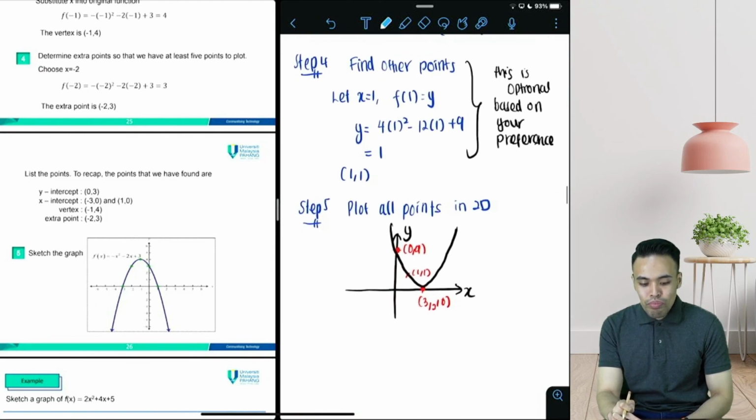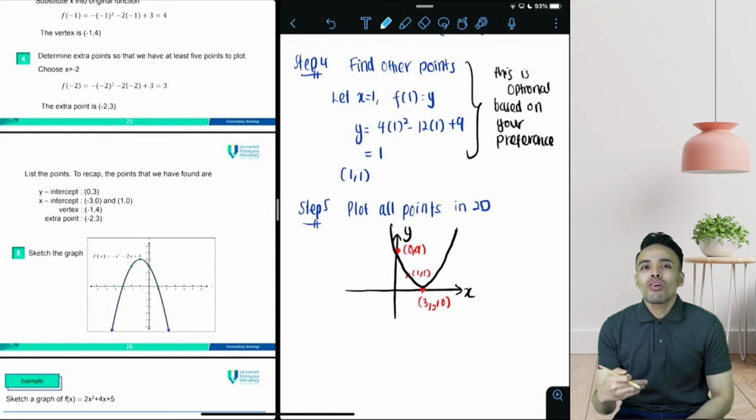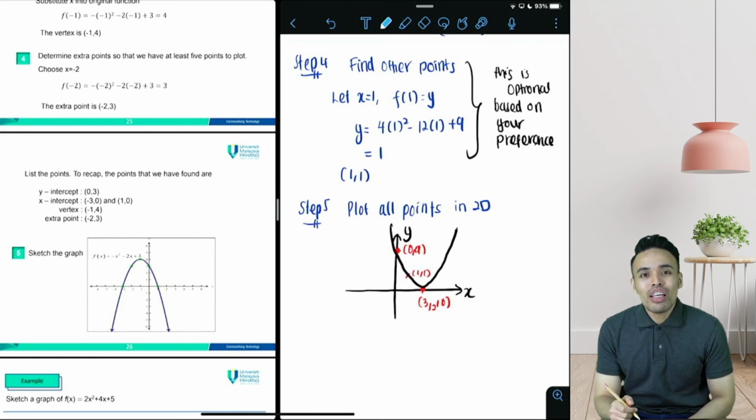Then in step 4, you have to find another point so that it will help you to confirm your calculation and the correct parabola based on the quadratic equation given in the question. Then you will get this parabola, which confirms what you have shown earlier.